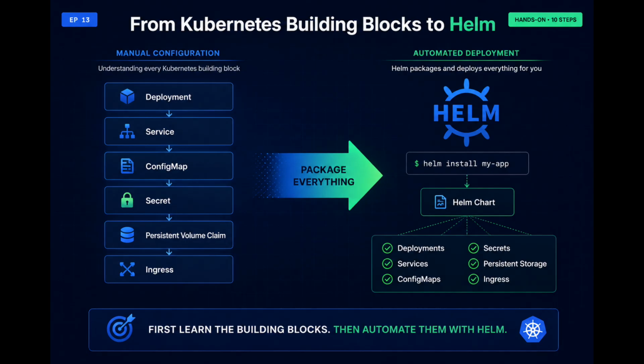Now that you've seen every Kubernetes building block individually, let's look at how the industry usually deploys applications at scale. Earlier in this episode, we manually created deployments, services, ConfigMaps, secrets, persistent storage, and Ingress resources. Understanding those pieces is essential. But once you understand them, you don't want to recreate everything manually every time. That's where Helm comes in. Let's take a quick look.